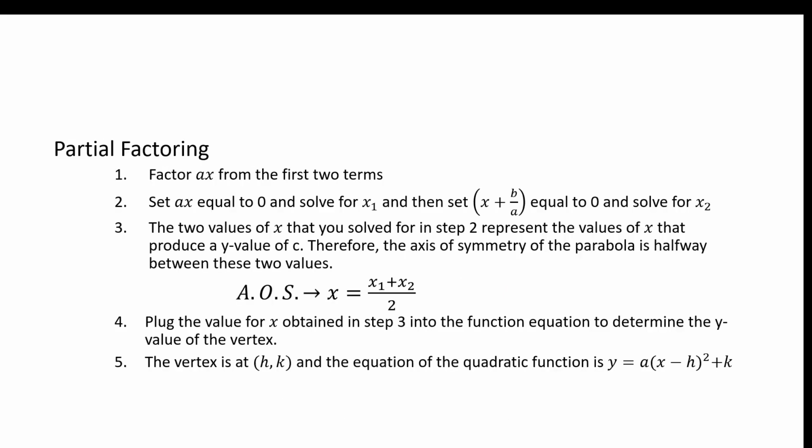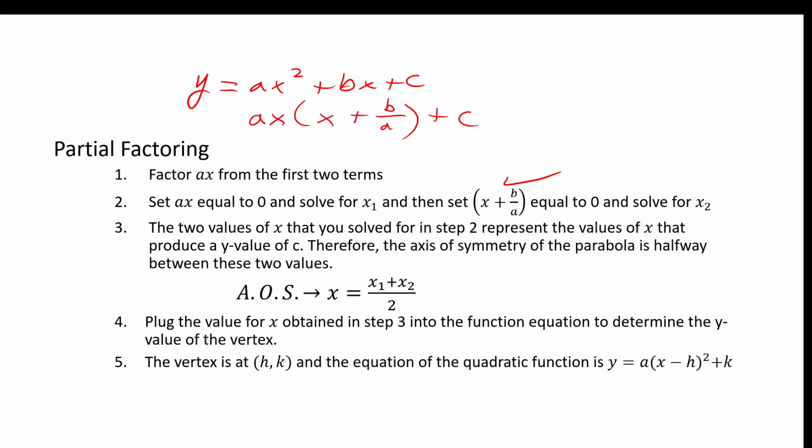Now let's talk about partial factoring. With partial factoring, if we're given the original function y equals ax squared plus bx plus c, what we want to do is factor ax from the first 2 terms. So what that leaves us with is ax times x plus b over a, and then plus c. Okay?